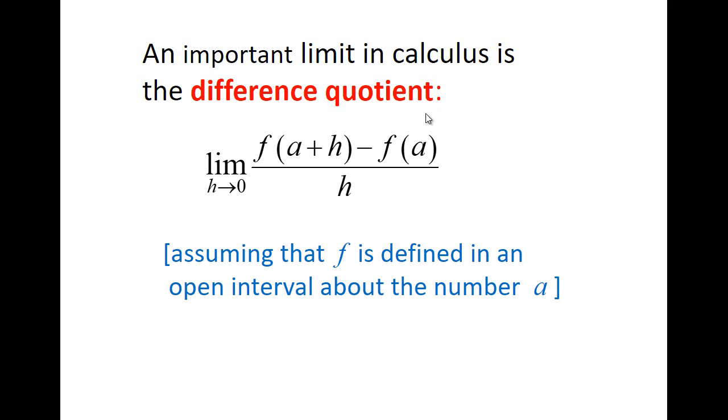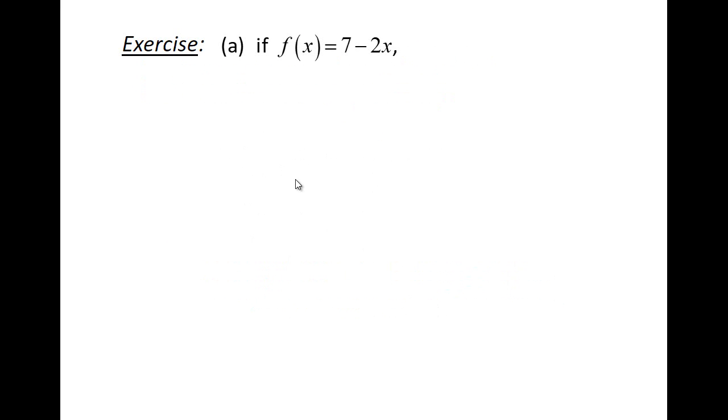Of course, here we are assuming that f is defined in an open interval centered at the number a. So let's say I have the function f of x is equal to 7 minus 2x. Then I want to find the limit of this difference quotient f of 4 plus h minus f of 4 divided by h. So here a is 4, and we're taking the limit as h goes to 0.